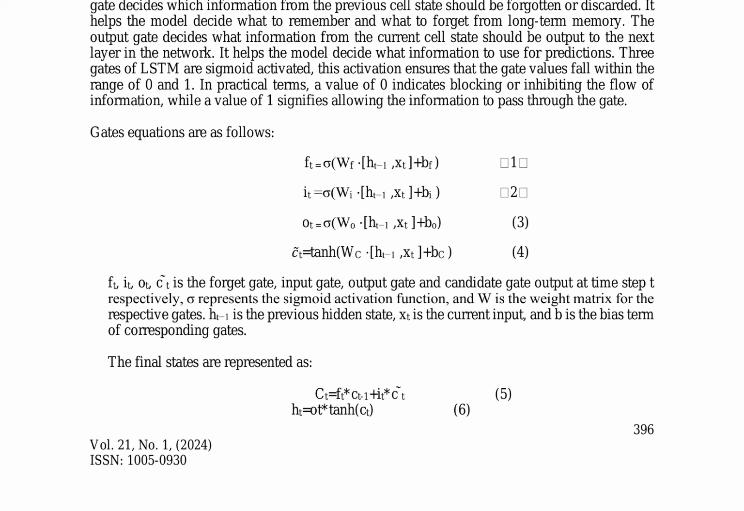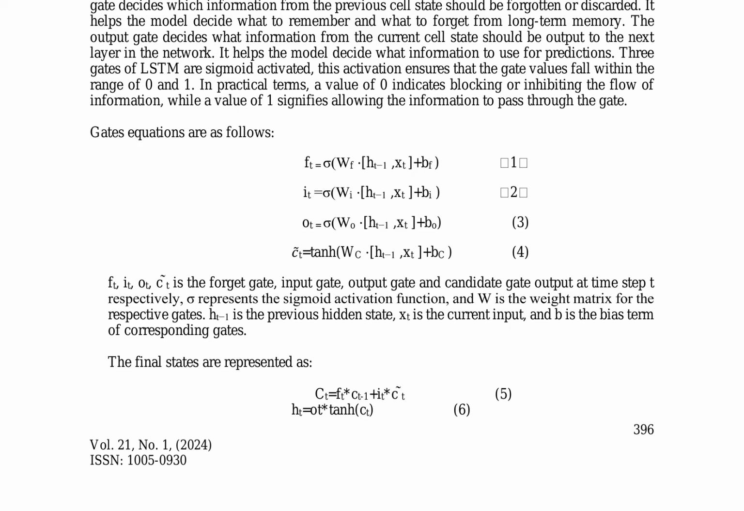The LSTM model uses a gate mechanism, which includes three main gates: input, forget, and output gates, as well as a cell state that acts as a memory. Each gate has specific functions, such as deciding which information from the current input should be stored in the cell state, input gate; which information from the previous cell state should be forgotten or discarded, forget gate; and what information from the current cell state should be output to the next layer in the network, output gate.